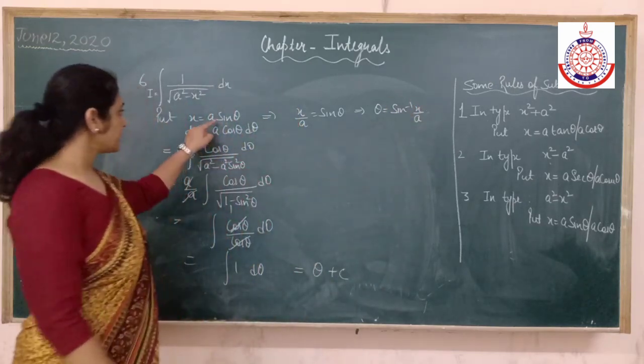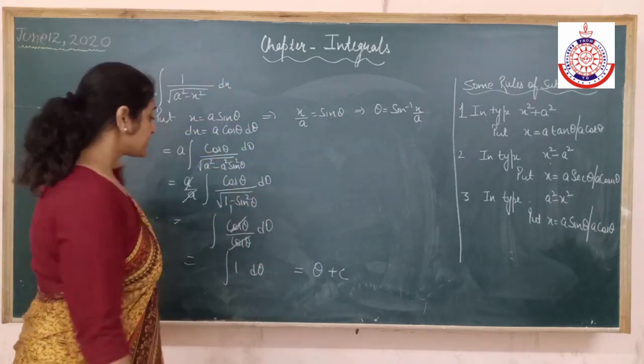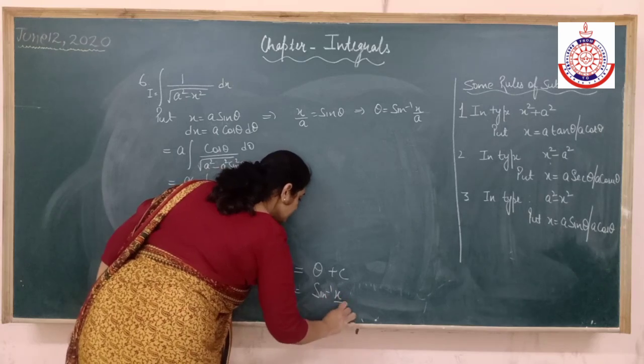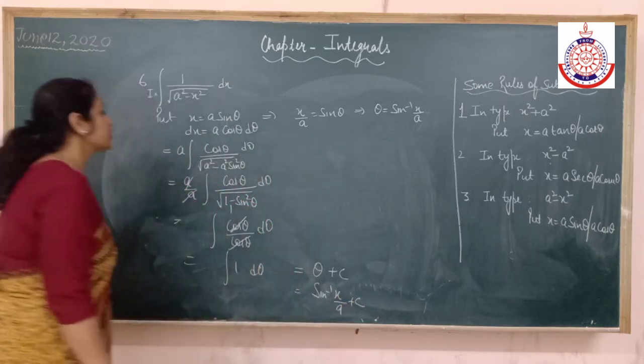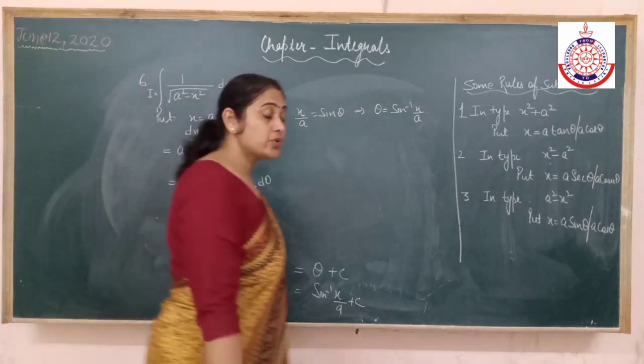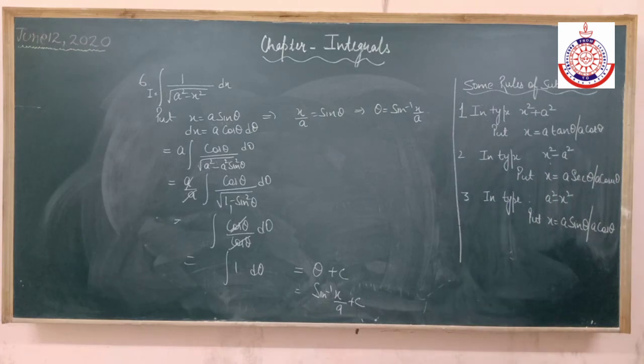Alright, first of all this a goes here. Then I need the value of theta, so it will be sine inverse x by a, so substitute. So that means the integration of 1 upon under root a square minus x square is sin inverse x by a. So children, this is all about the special forms. Alright, the second form you have to try on your own as we did the first one. Clear?